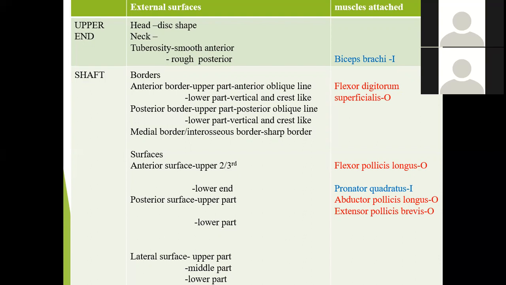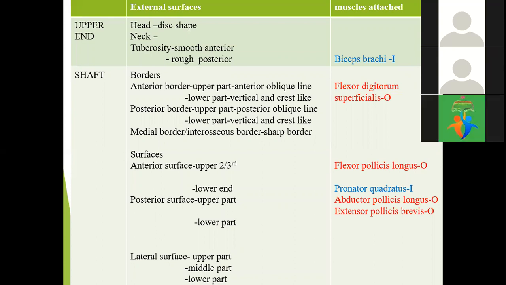Second one, we can go for the shaft of the radius. The shaft has three borders: anterior border, posterior border, and medial border. In the anterior border, the upper part is the anterior oblique line, and the lower part is vertical, the crest line. Then the posterior border: it has the posterior oblique line in the upper part, and the lower part is vertical, the crest line. So the anterior border and posterior border are mirror images. Next we are coming for the medial border. The medial border of the radius is a short border, and it gives connection for the interosseous membrane, so it is called the interosseous border.